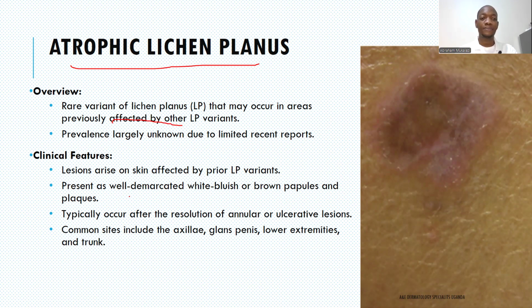You'll get a well-demarcated whitish, white-bluish or brown papule or plaque, and it typically occurs after someone has had annular or erosive lesions of lichen planus, then the remaining area becomes atrophic. It can be on the axilla, the glans penis, the lower extremities, or the trunk. As you can see in this picture, you see this area of central atrophy, which is just below the normal level of the skin, and that is what we call atrophic lichen planus.